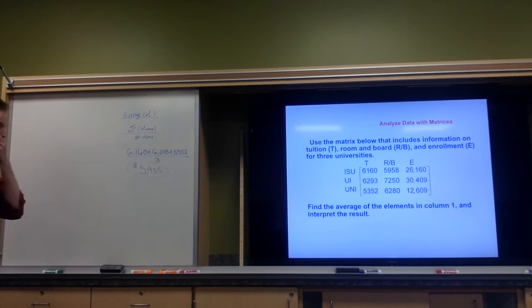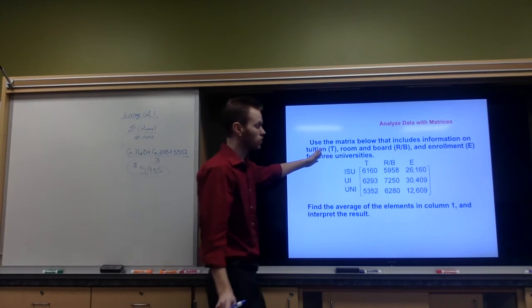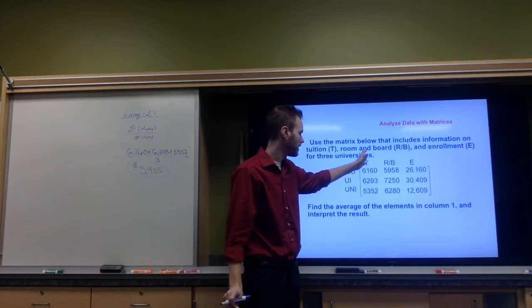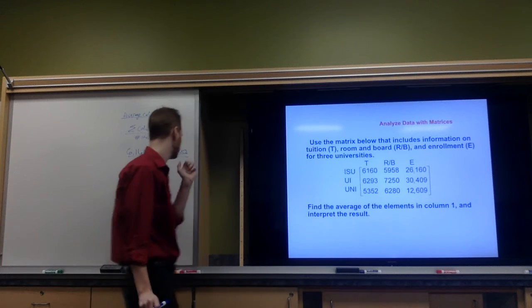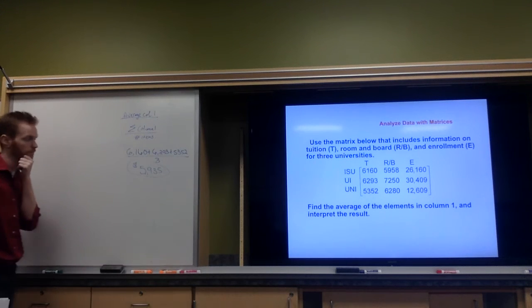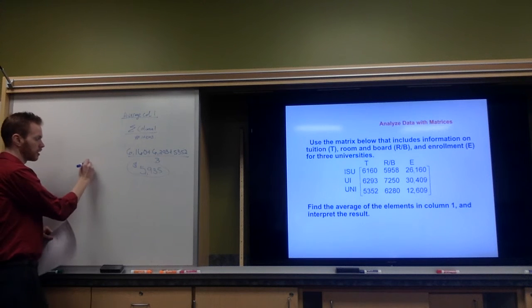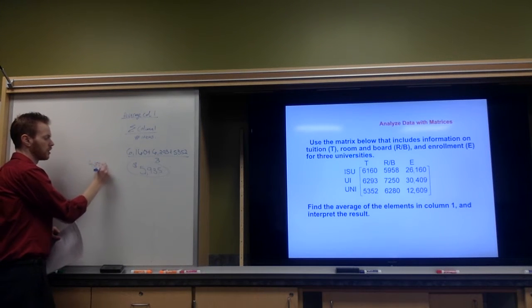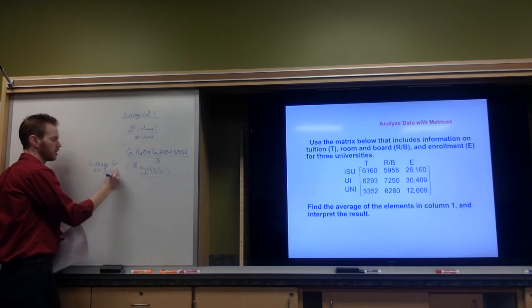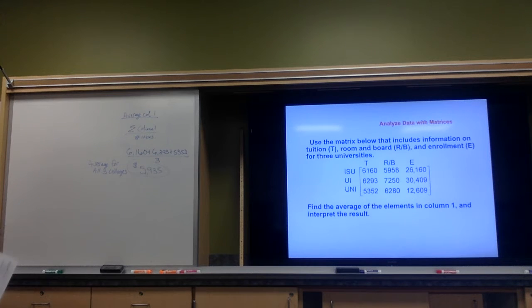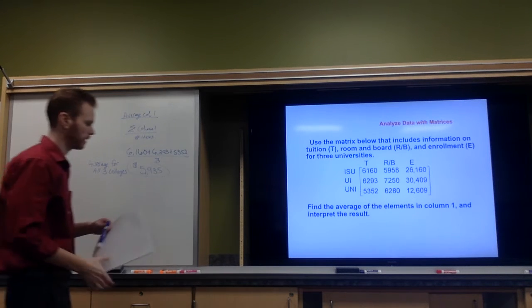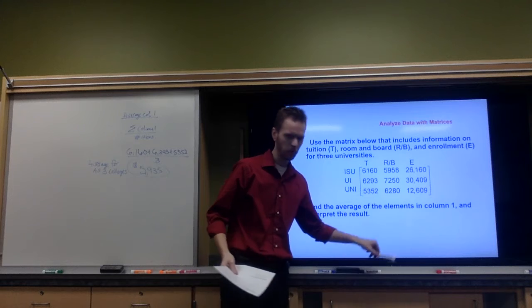Now let's interpret the result. What does that mean? Well, the first column represents tuition. So we just found the average tuition for all 3 of these universities. That's what that is. So I'll write that down over here. So it's the average for all 3 colleges. Colleges, universities, however you want to say it.